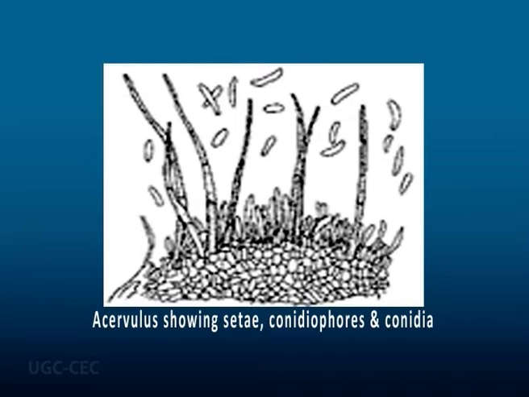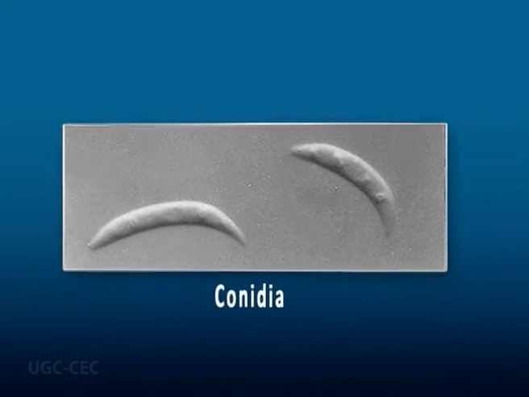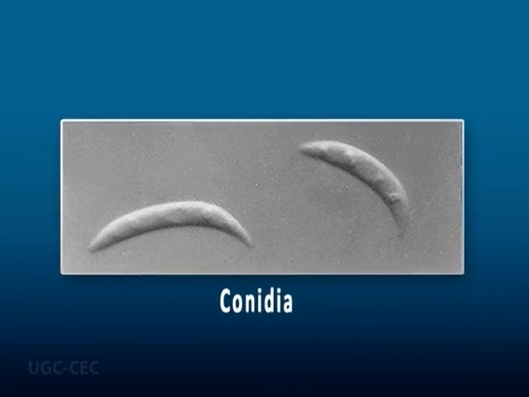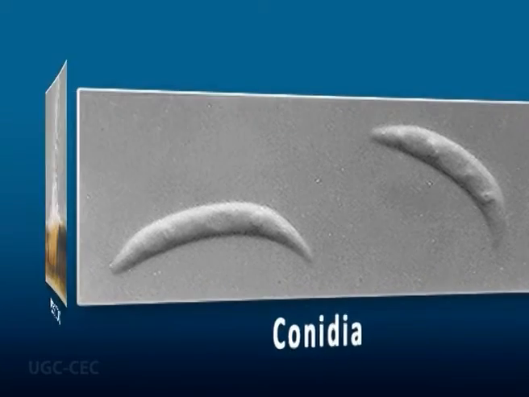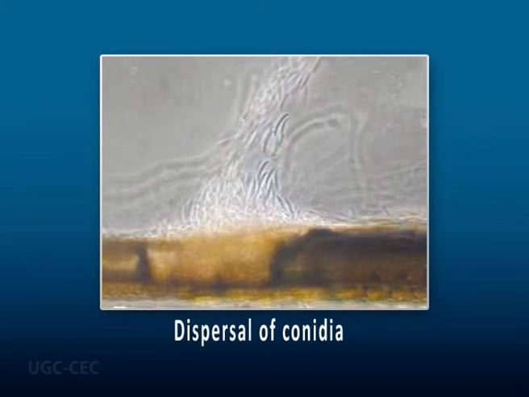Later, conidiophores develop on the acervuli. The latter develop conidia at their tips. Conidia are falcate in shape, hyaline and one-celled. Conidia are dispersed by wind, water and insects. They reinfect new cells of the host. Infected seed sets are the main means of annual recurrence of the red rot.